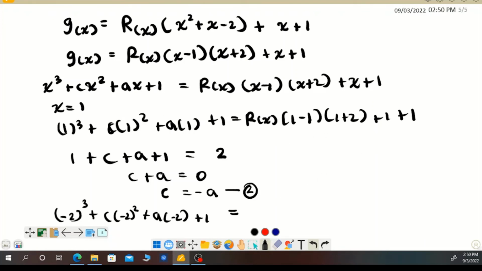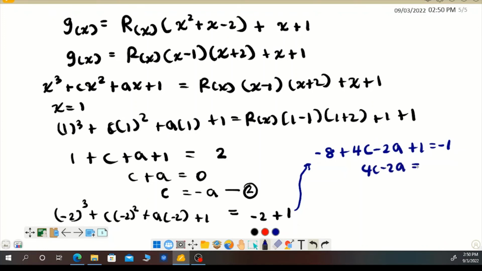So when I substitute x as minus 2, from that I can obtain, I am going to write it in blue color. Minus 2 cube means minus 8, minus 2 square is 4, that means 4c minus 2a plus 1 equals minus 1. Here I get minus 7, and on the right hand side minus 1. So minus 7 comes to this side, 7 minus 1 is 6. So 4c minus 2a equals 6.